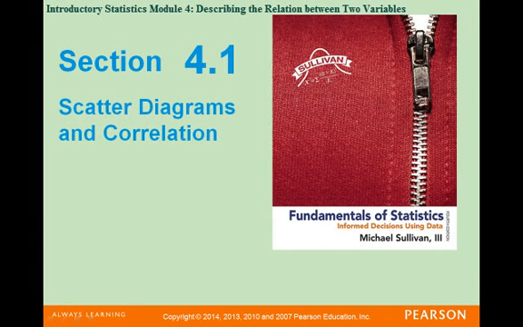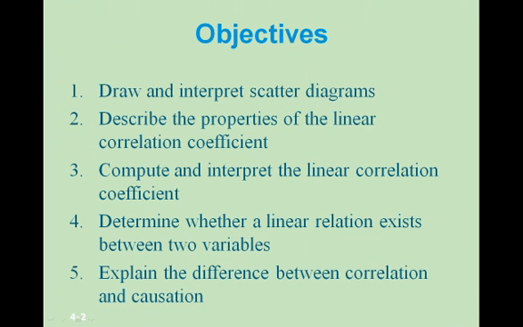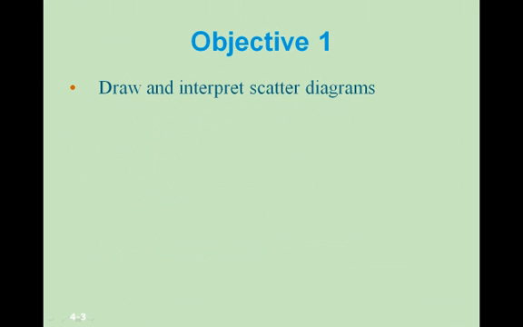Section 4.1, Scatter Diagrams and Correlation. We will look at these 5 objectives in this section. Objective 1, we want to draw and interpret scatter diagrams.